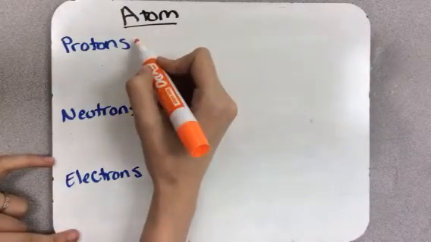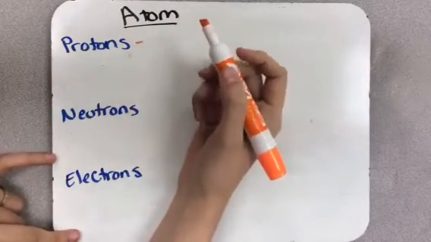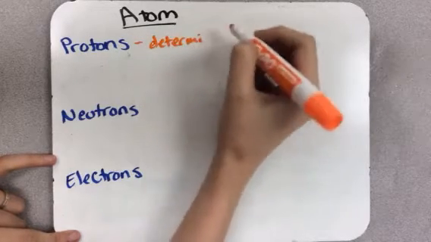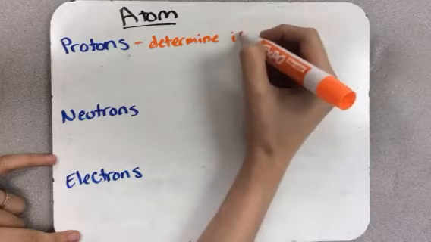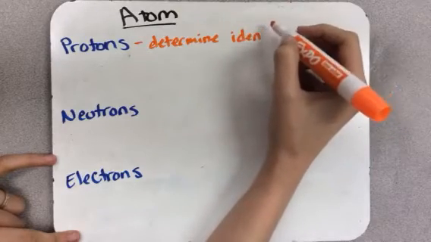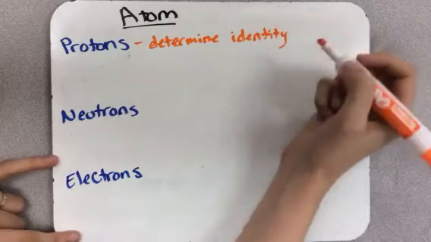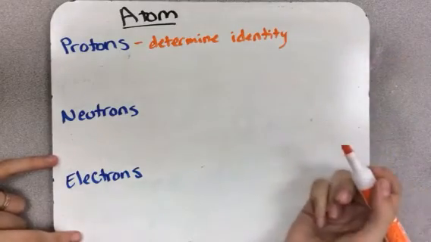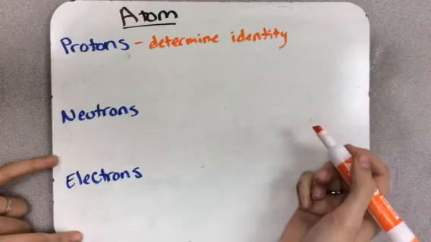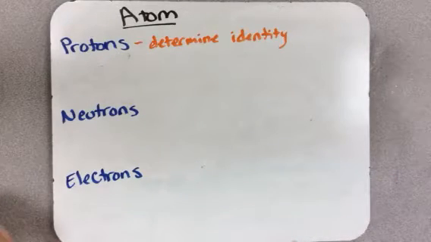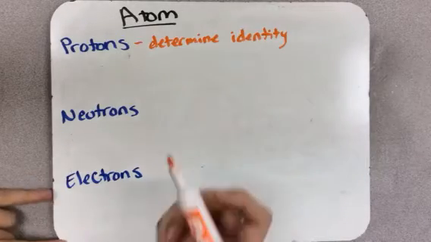Protons are the subatomic particle that determine the identity of an element or an atom. So every single atom of carbon has exactly 6 protons. Every single atom of phosphorus has exactly 15 protons, if I can see correctly. Every single atom of hydrogen has 1 proton. That is what makes it that particular element.